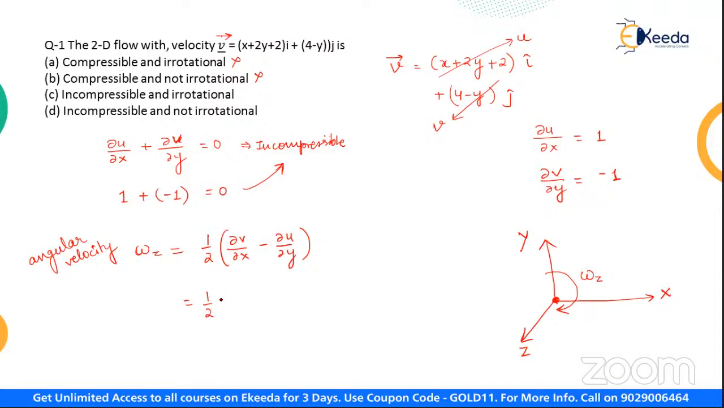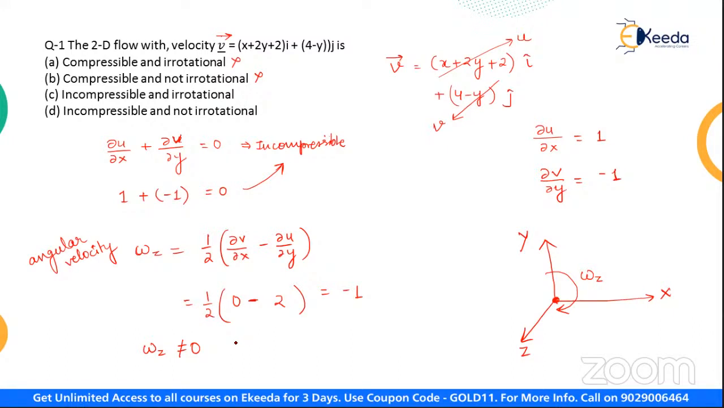Now from here, 1 by 2, now del v by del x. If we differentiate the second term with respect to x, then we will get the term as 0, minus del u by del y. If we differentiate the first term with respect to y, then we will get this value as 2. Now from here, it is clear that this will result in the omega z value of -1. That means omega z is not equal to 0.